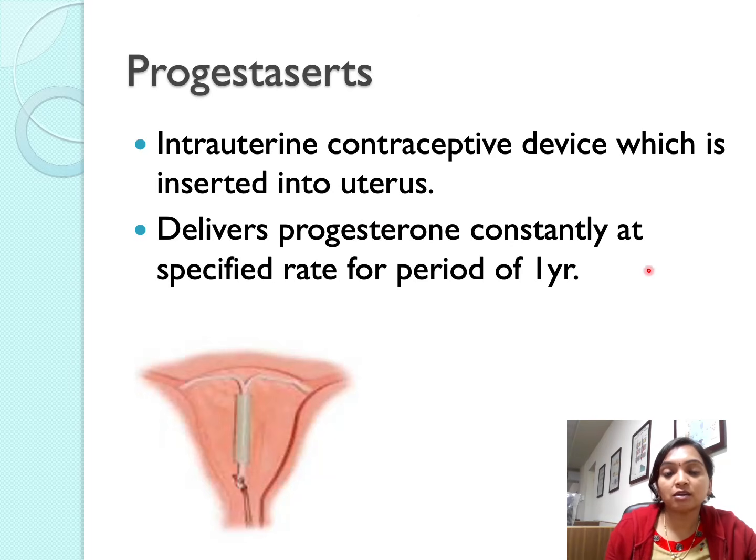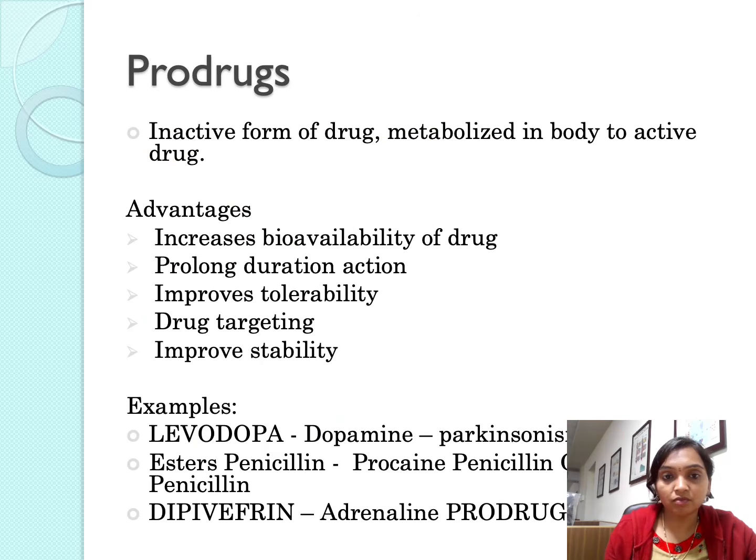And the next one is Progestasert, which is an intrauterine contraceptive device used to prevent conception, and this will work for 1 year. It will deliver progesterone constantly at a specific rate for a period of 1 year. The next concept is prodrugs. Prodrugs are inactive substances, or inactive forms of a drug, which will get metabolized in the body to become active.